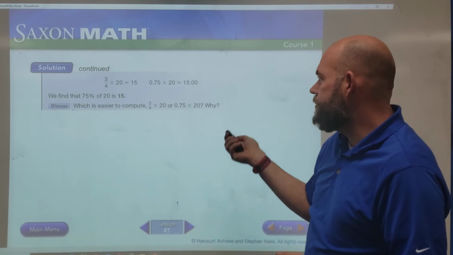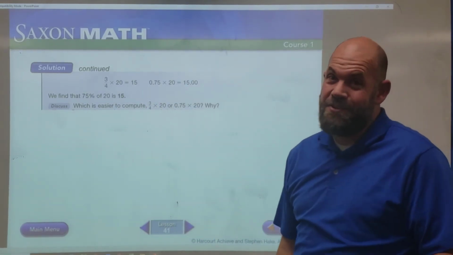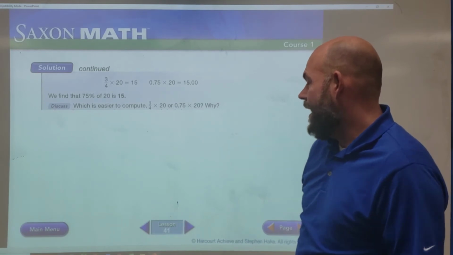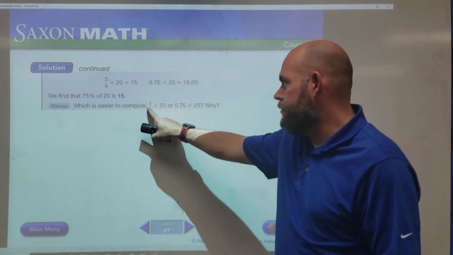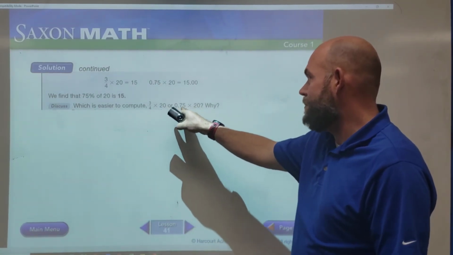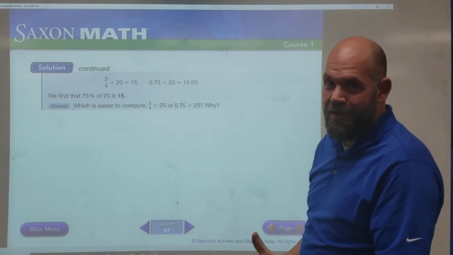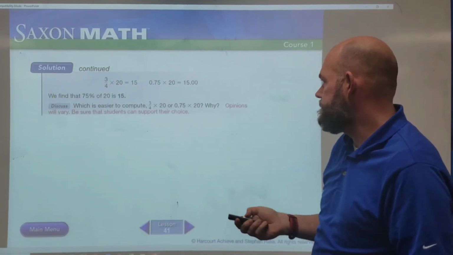All right, which is easier to compute, 3/4 times 20 or 0.75 times 20? That's a personal thing. I mean, 3/4 times 20 we can do really quickly, but we had to reduce it first. So there's the extra step. We can skip the step and just do the decimal and line up our columns and do it that way. So it just really depends on your preference.